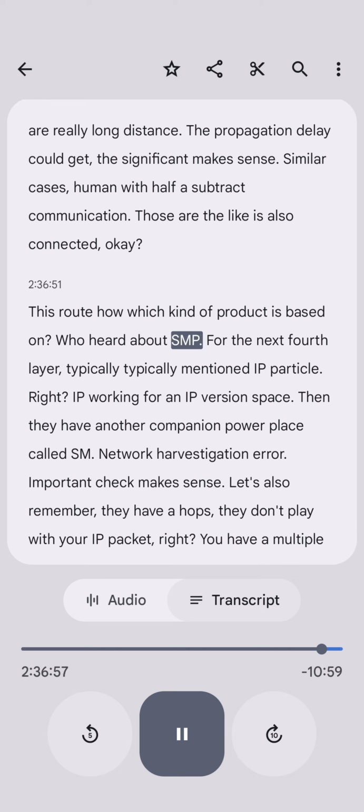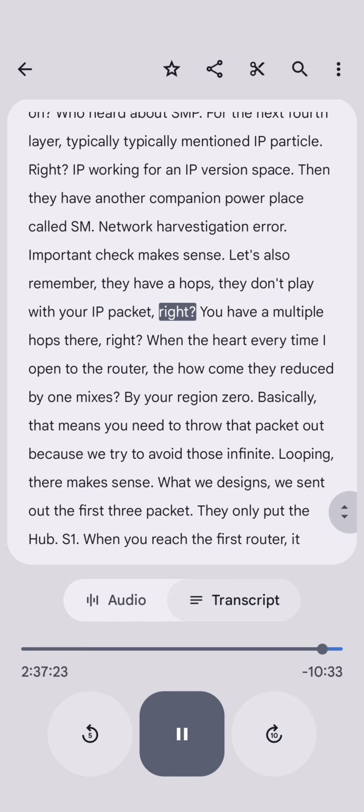Who heard about the ICMP? For the network layer, typically we mention the IP protocol, right? IP version 4 and IP version 6. Then they have another companion protocol called ICMP. They basically tell you what your network's current situation is, error reporting and checking. Makes sense?